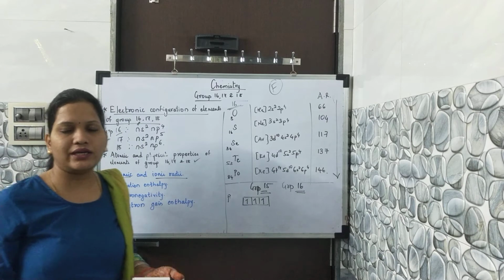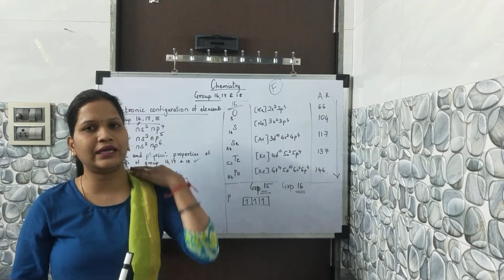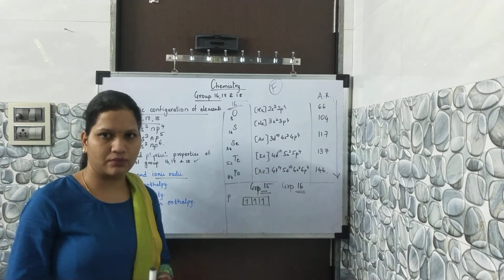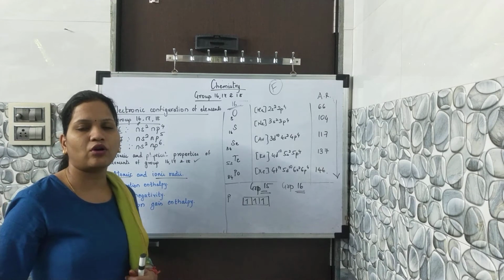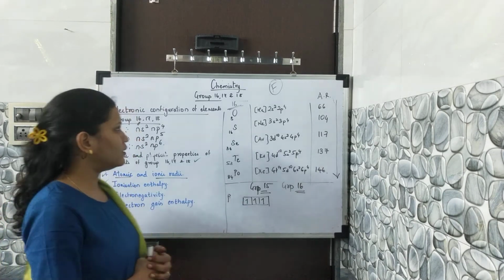And when it comes to group 18, we are well acquainted with it, because as it is the noble gas, it does not show any kind of electronegativity, because it contains a complete stable electronic configuration, and automatically as it is the noble gas, it does not need any kind of electronegativity.